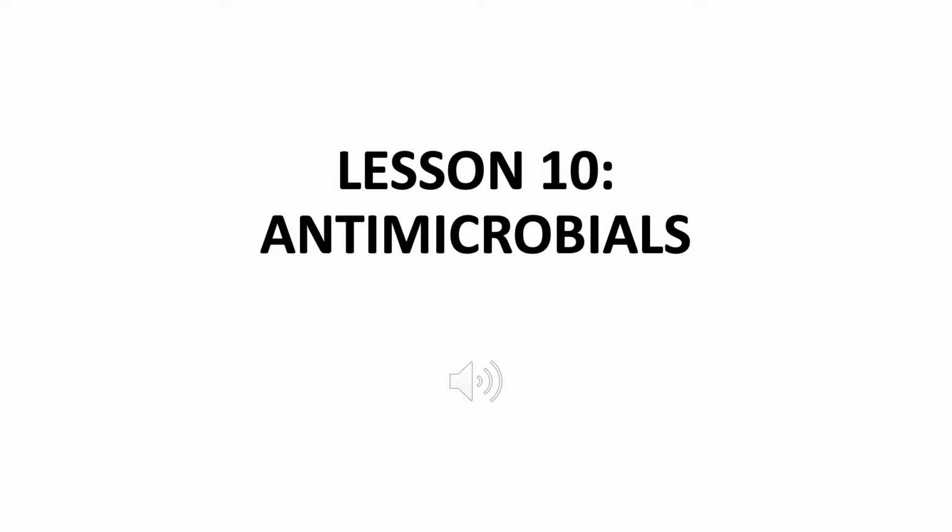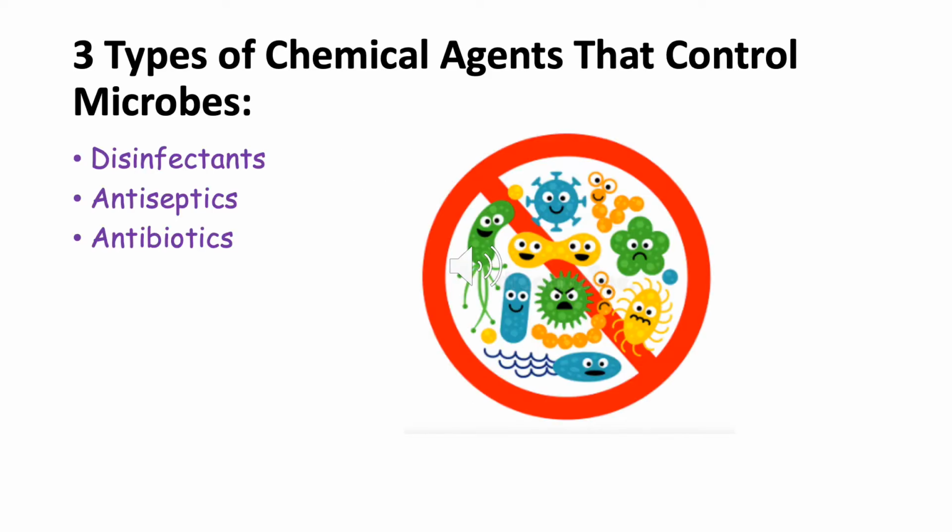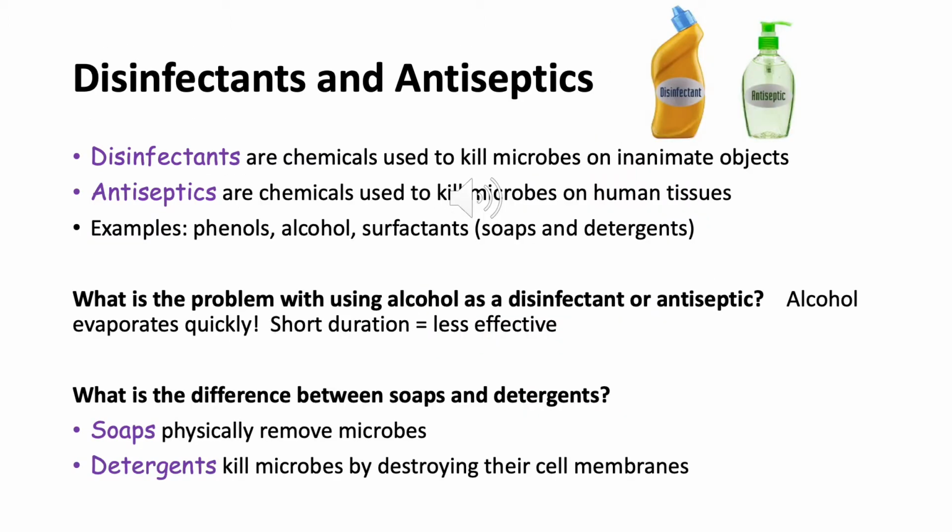This week's lesson is going to be about antimicrobials. There are three types of antimicrobials, or chemical agents that control microbes. And those three are disinfectants, antiseptics, and antibiotics. And we're going to talk about the difference between each of those. So first let's talk about the difference between disinfectants and antiseptics, because those sometimes get confused.